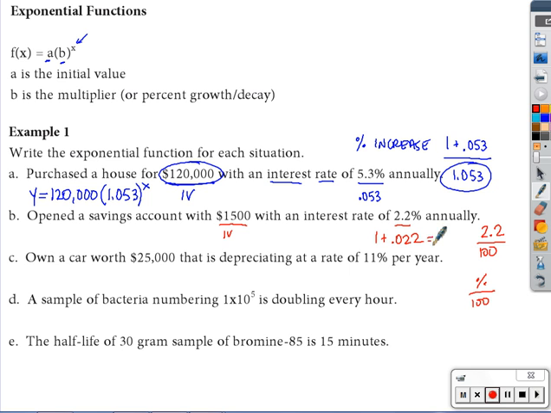When I add those together, I get 1.022. Multiplier. Initial value. Y equals 1,500 times 1.022 to the x power.